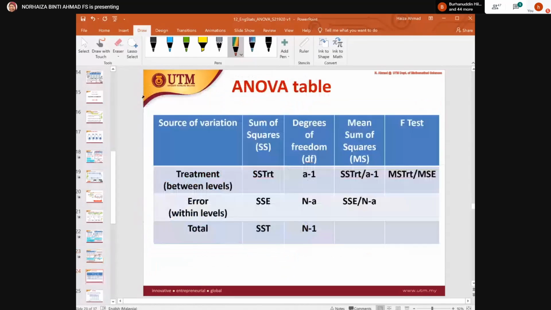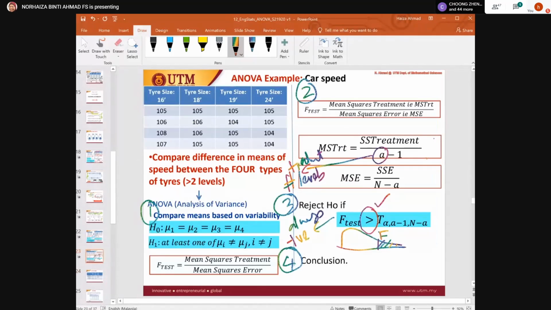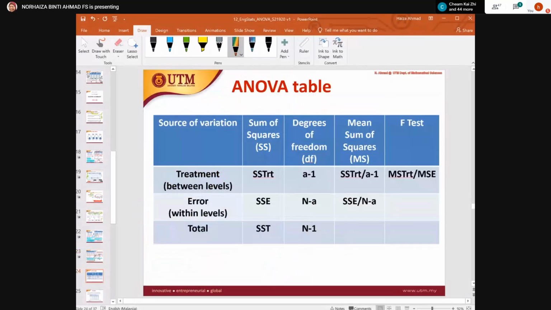Because there are so many steps when you do your F test, you need to calculate sum of squares of treatment and sum of squares of error. An easy way to do this is to draw an ANOVA table. The ANOVA table helps you write down the results of your F test. The source of variation in ANOVA is between levels, due to treatment, and within levels, which is the error. So you calculate the sum of squares of treatment and the sum of squares of total, and then you subtract to get your error.